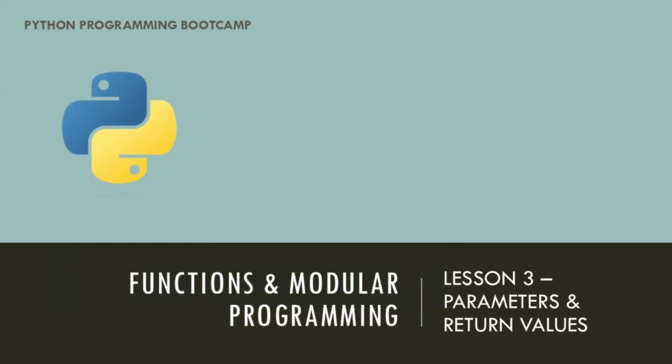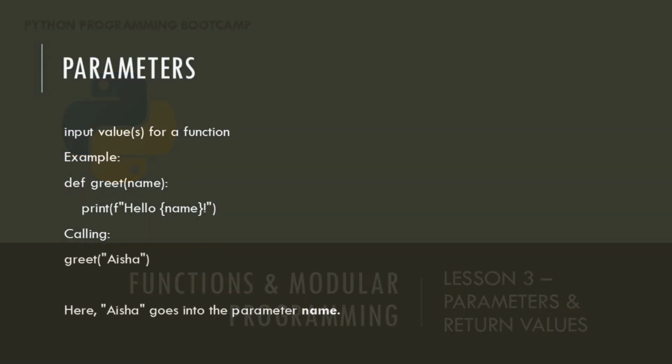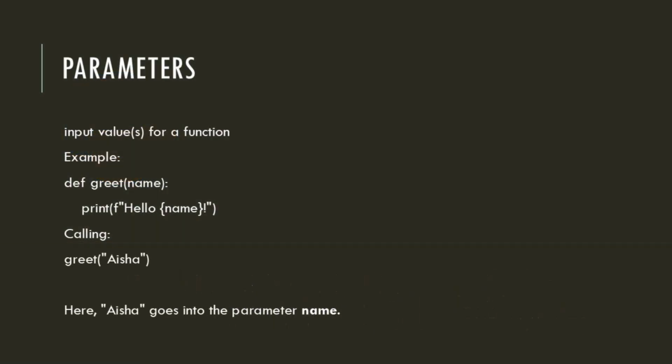Functions become more useful when they accept input and return output. Parameters are used for providing input to functions. For example, def greet(name): print(f"Hello {name}"). Calling greet("Aisha"). Here Aisha goes into the parameter name.